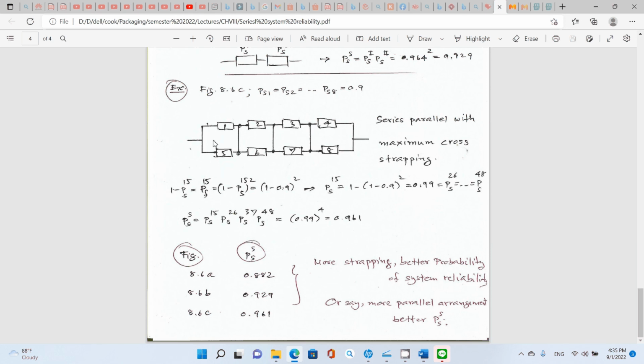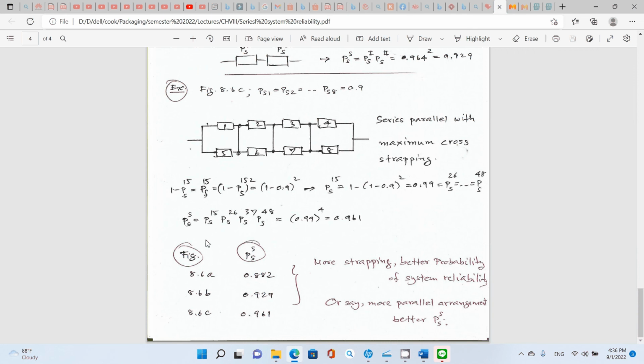And they are equal for components 1, 5, 2, 6, 3, 7, 4, 8. And they are also connected in series. So your PS of the system is going to be equal to PS of 1, 5, PS 2, 6, PS 3, 7, PS 4, 8, or 0.99 to the fourth. That gives you 0.961.